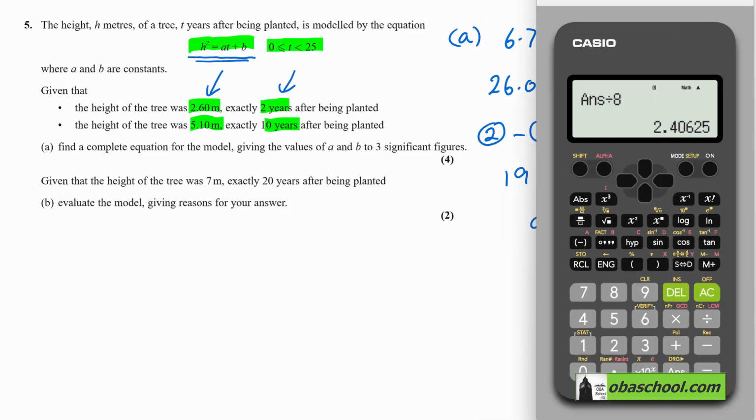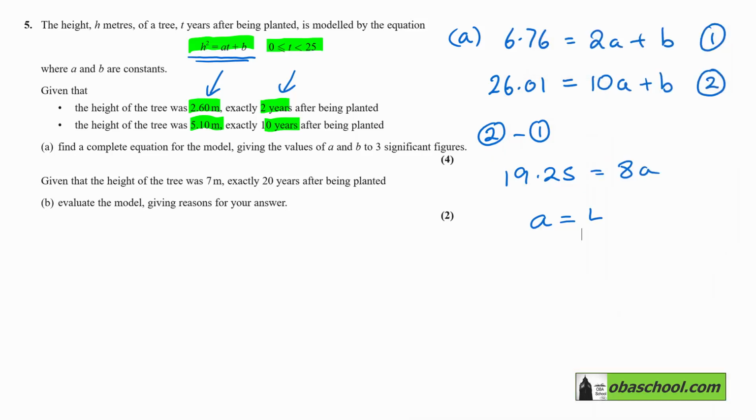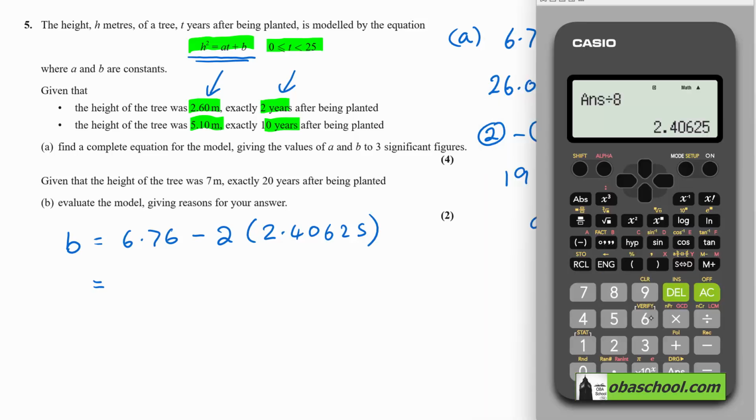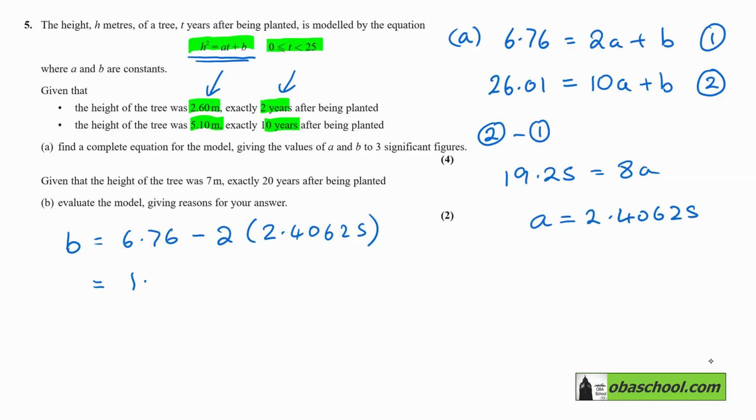Let's just check that value again. 2.40625. And then we can substitute back into either equation to find b. So b would be equal to 6.76 take away 2 lots of 2.40625, and we can calculate that. 6.76 take away 2 times my last answer gives me 1.9475.